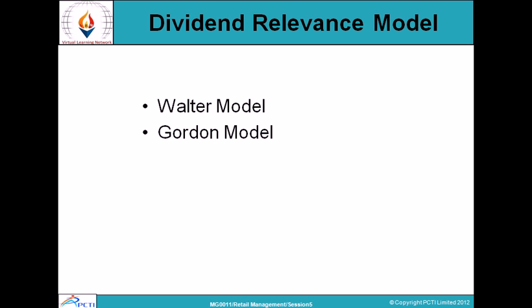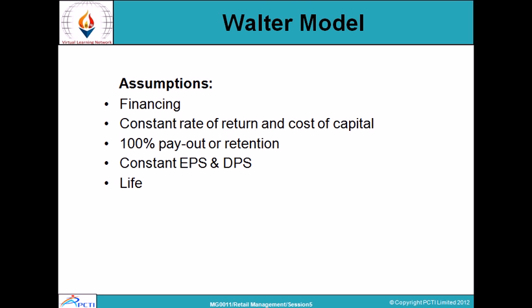We'll go further and understand what are the different models of dividend. There are two relevance models of the dividend. The first is the Walter model and the second is the Gordon model. Let me explain. First, the Walter model.